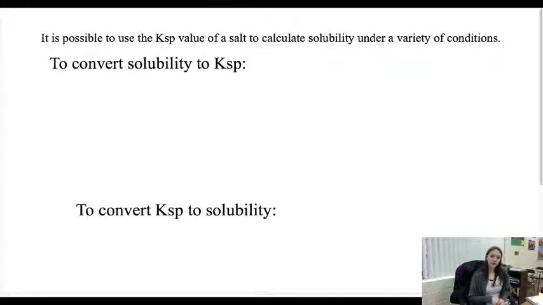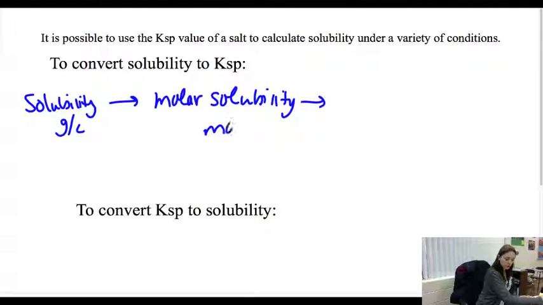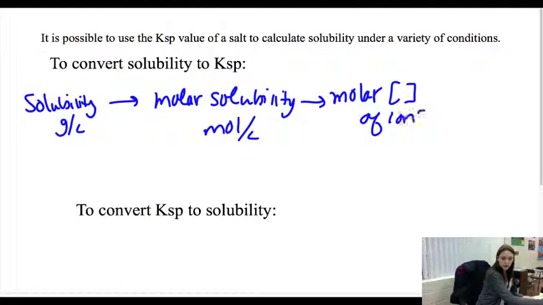It is possible to use a KSP value of my salt to calculate my solubility, and to convert from one to the other, what we do is you go from your solubility, which is usually in grams per liter, to molar solubility, which is just what it sounds like, in moles. So that would be so many moles per liter. Then I go to my molar concentration of my ions, so the ions themselves, like Ca2+ or F-, and then I can use those ions to figure out my KSP using my expression.